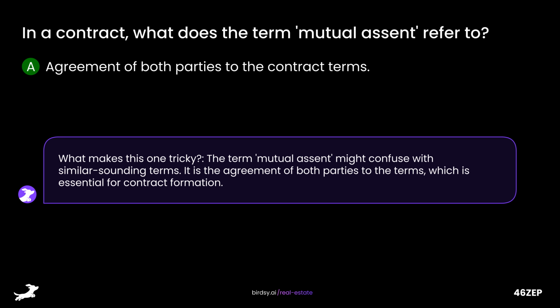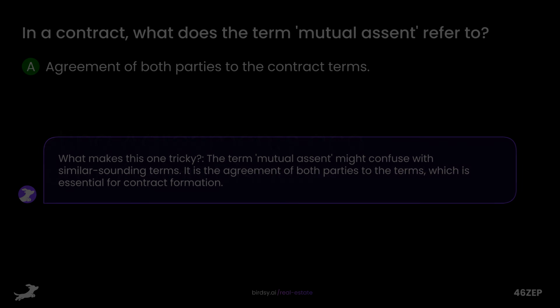What makes this one tricky? The term mutual assent might confuse with similar sounding terms. It is the agreement of both parties to the terms, which is essential for contract formation.